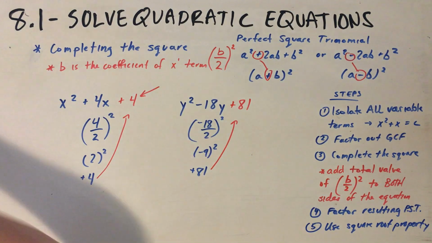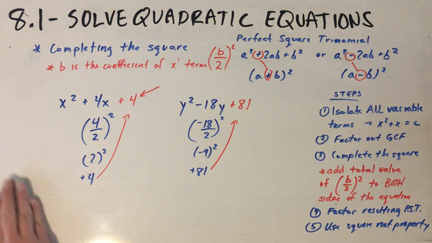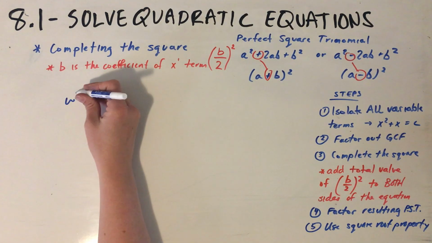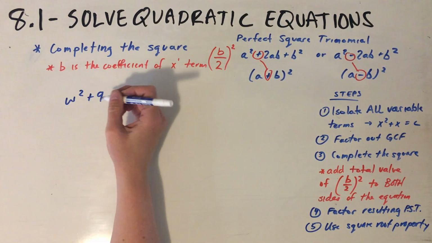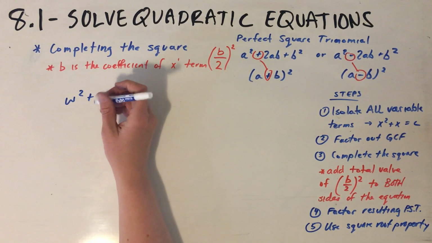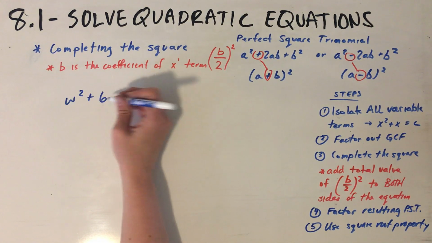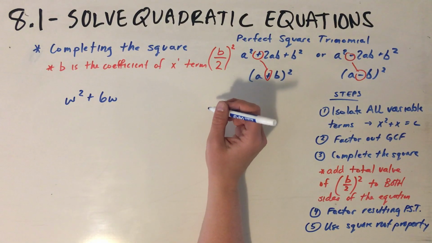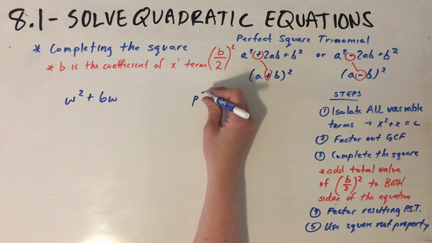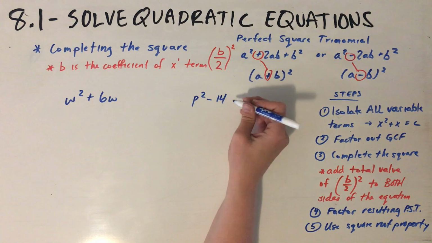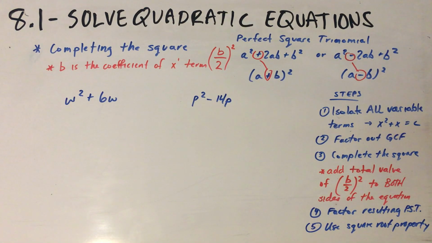Okay, let's practice this 2 more times. Maybe give yourself a second, pause the video, see if you can figure out how to do these for just a moment. I highly recommend completing these on your own. So let's say that we had w squared plus 6w, or p squared minus 14p. Okay, so go ahead and pause the video and tell me what you would have to add here to make this a perfect square trinomial.